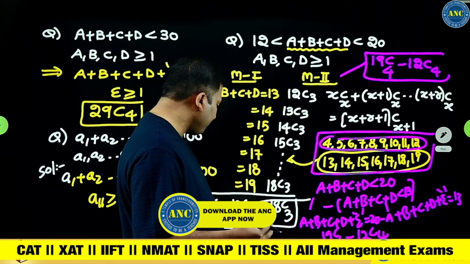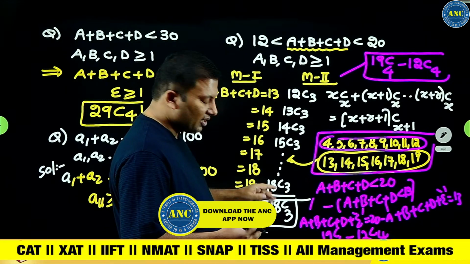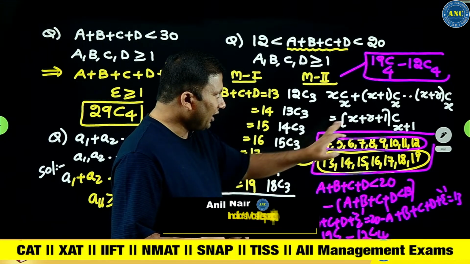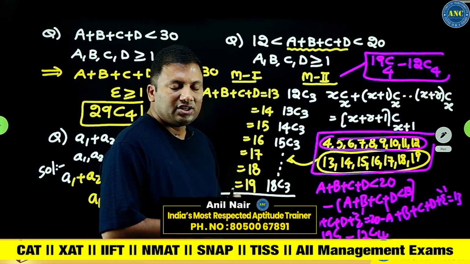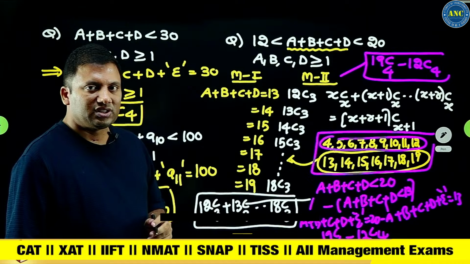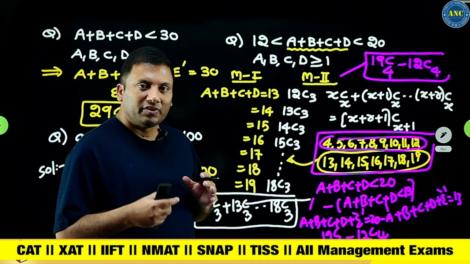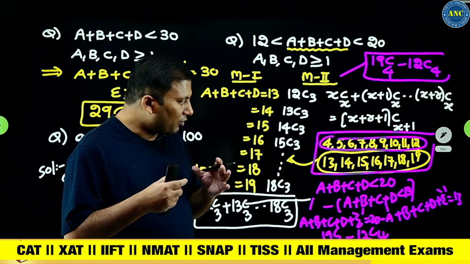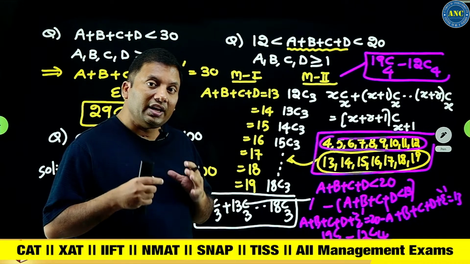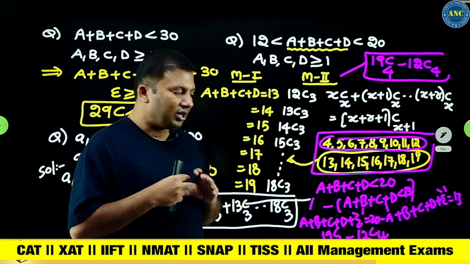Till here, 18C3 sum. Next it will become 19C4, minus 12C4. Why? Because we don't require from 4 to 19, we only require from 13 to 19.